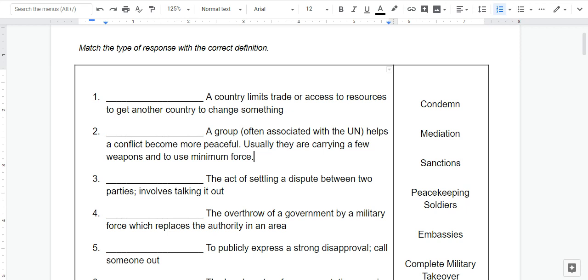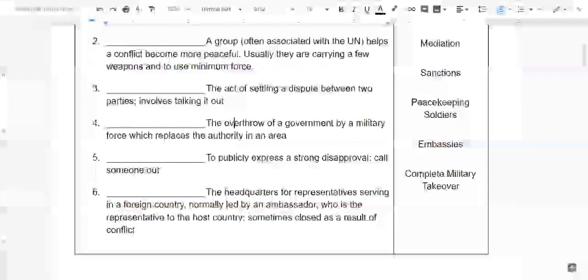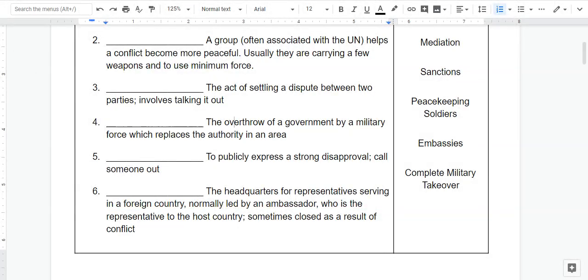Number three, blank, is the act of settling a dispute between two parties. Involves talking it out. Four, the overthrow of a government by a military force which replaces authority in the area. So changing the government by military force. Five, to publicly express a strong disapproval, to call someone out. So saying you don't like something.